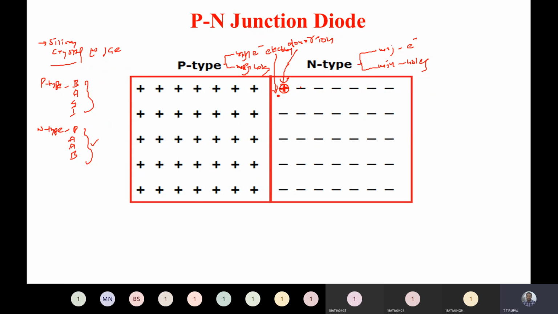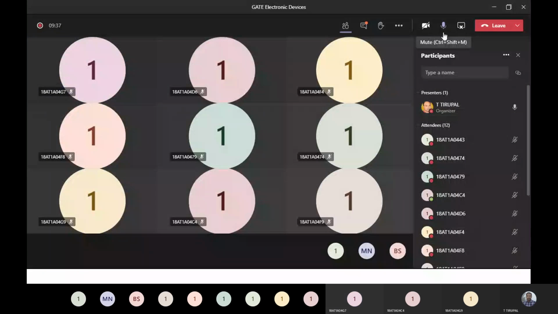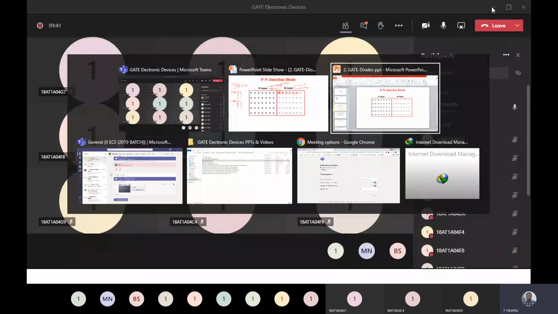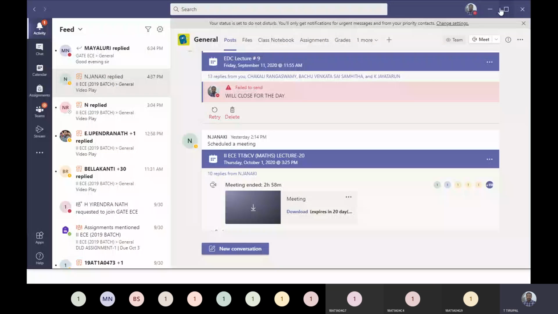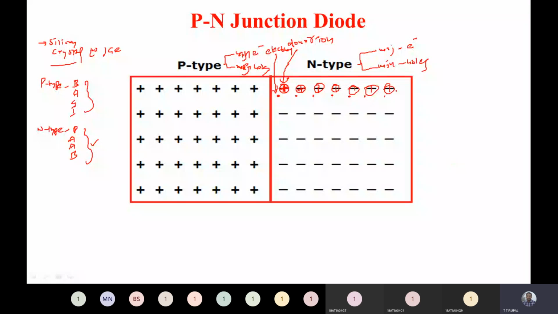Likewise, the complete structure: each atom donates an electron and is therefore converted to an ion. Likewise, here the complete thing is represented by ions and electrons.